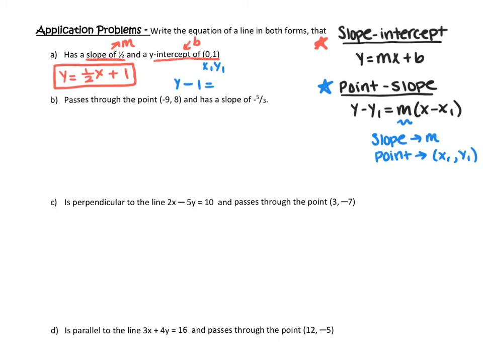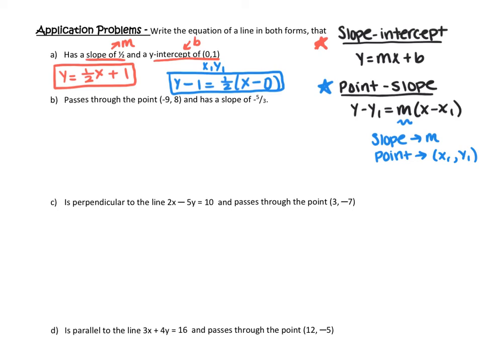equals m, which is my slope, which is 1/2, and then x minus, and then last but not least is our x1, which is 0. So x minus 0. You can leave that 0, or you can simplify it further if you'd like, but that's fine, and that's the final answer.